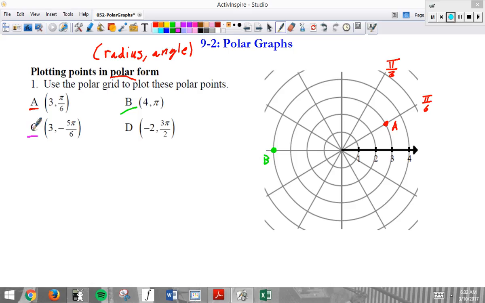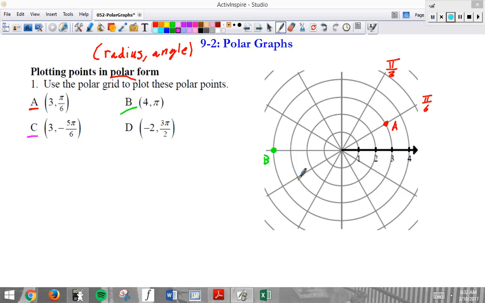Just to mix it up, we can go radius first. Let's do the radius first this time. 1, 2, 3 to the right of the pole. And then I rotate it negative 5 pi over 6. That means now I get to go clockwise for once. So negative 5 pi over 6 clockwise from here would be pi over 6, 2, 3, 4, 5 pi over 6.